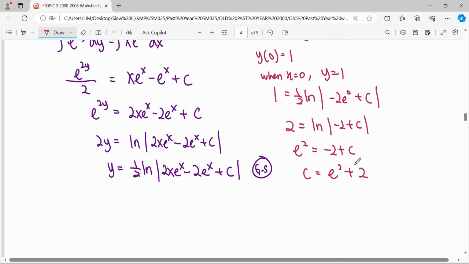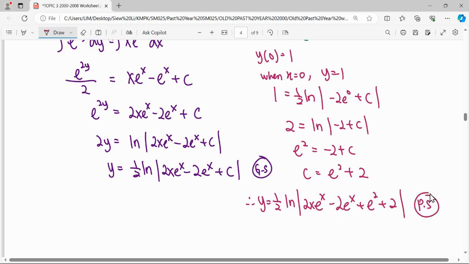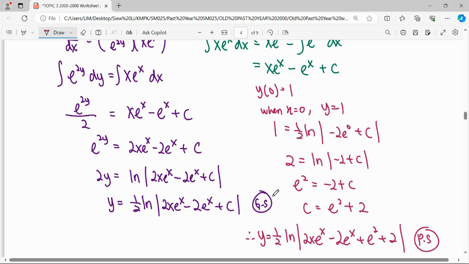Then finally, we put back into our solution: 1 over 2 ln of 2x e to the x minus 2e to the x, where c is e squared plus 2, in modulus. The modulus is just to make sure our function here is always positive, so that the log function will be valid. Okay, so that's all for this.